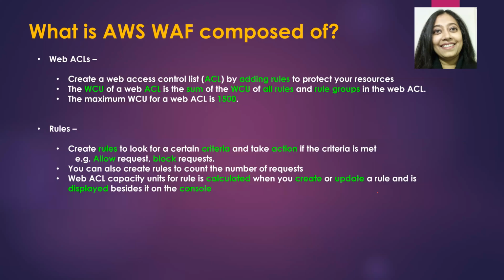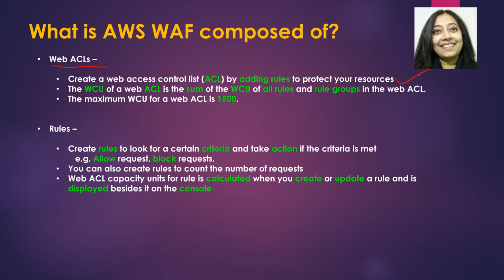Now, going back to the question that we started earlier with, right? So what is this AWS WAF composed of? And I mentioned those 3 things. First is the web ACLs. Web ACLs, that is access control lists, is created by adding rules to this particular access control list. You create your rules and you add them. You can also add rule groups to it. And essentially the intention is to protect your resources.